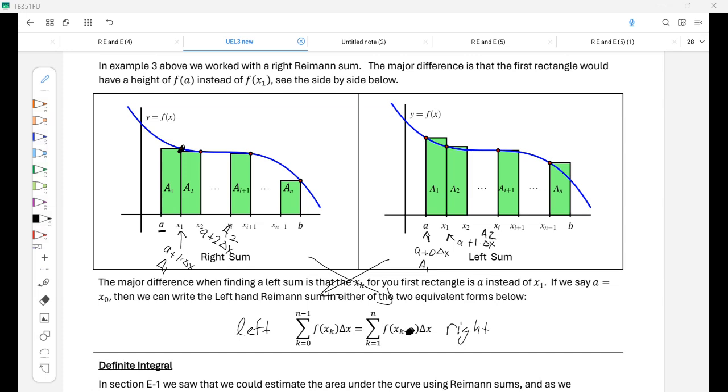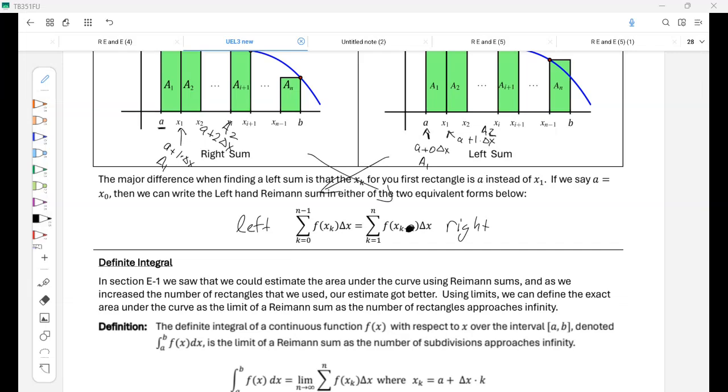Alternatively, on a right sum, there's never a rectangle with the initial height. So a never got used. The first rectangle is a plus 1 interval. So I start with k equals 1 and go to n. That final n represents the last line here. Okay, a lot of conceptual stuff in that. So now let's talk about what we have to do in these problems.